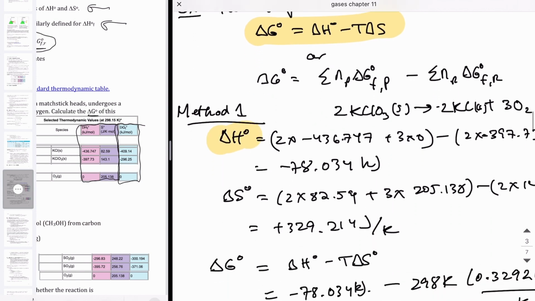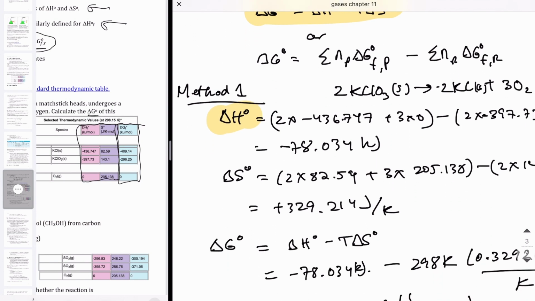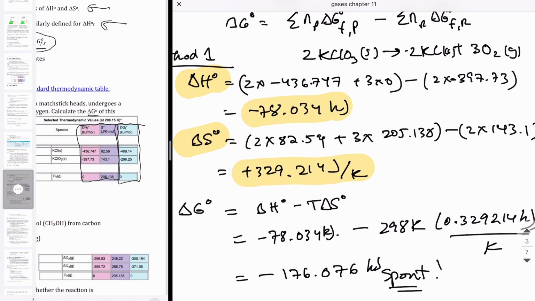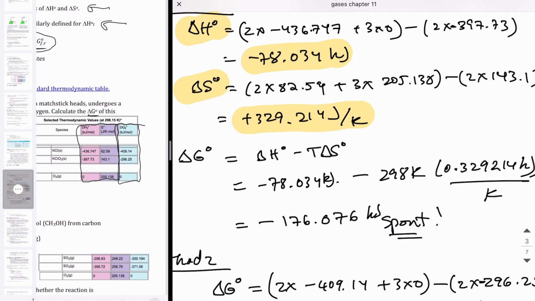So that means I have to calculate my delta H, which I can do by taking products minus reactants of the formation enthalpy, and then I can calculate my delta S. In this case, I'm taking the molar entropy values from that thermodynamic table. So I get this for delta H and that number for delta S. I always want to remind people that the units are different for the two quantities, so when you bring them to calculate delta G, you want to make sure that you put them on the same unit.